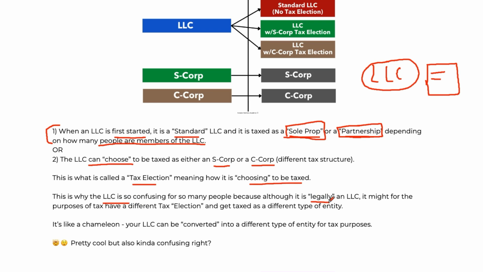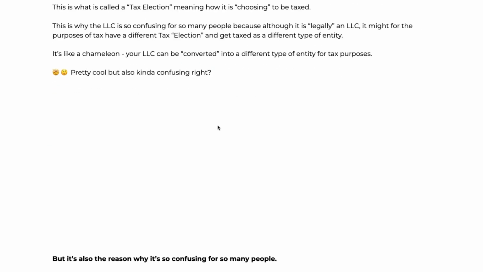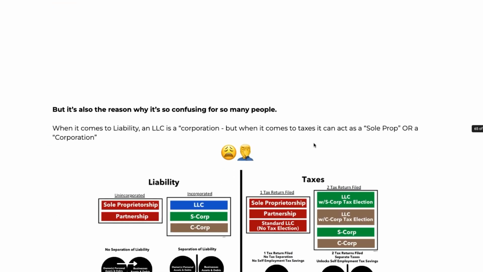Because you're like, okay, well, I got to decide now how I want my LLC to be taxed. So it's kind of like a chameleon. You can convert your LLC to act like a sole prop, or you can have it convert to being like an S Corp or a C Corp for the purposes of taxes. So pretty cool, but also kind of confusing. Yes, I understand. And so yes, you are correct. This is exactly the reason why the LLC is so confusing for so many people.